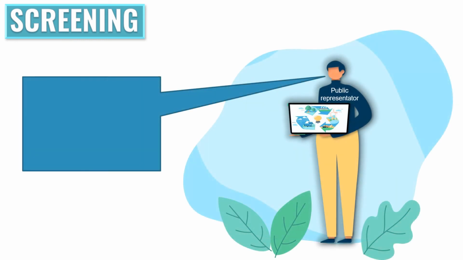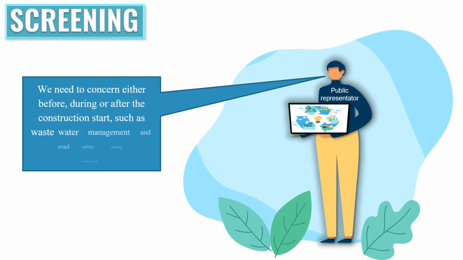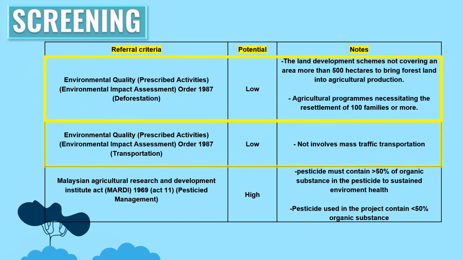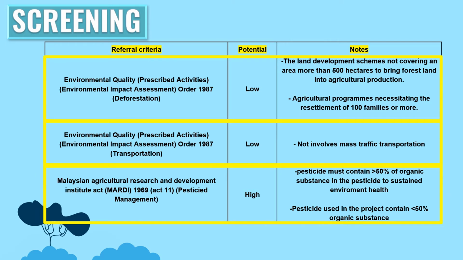As for public involvement regarding project screening, there are several things highlighted by public representatives that need to be considered either before, during, or after construction starts, such as wastewater management and road safety during construction. Here, the screening table consists of deforestation, transportation, and pesticide management. The potential for deforestation is low, and for transportation also low. For pesticide management, it is high.